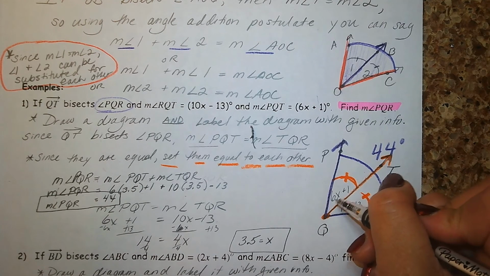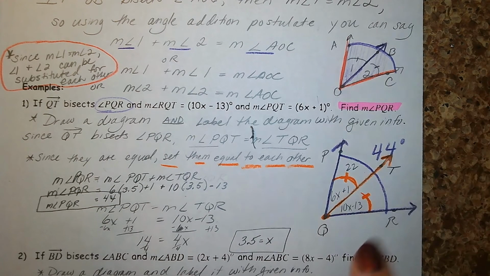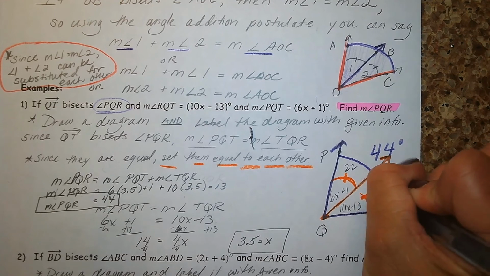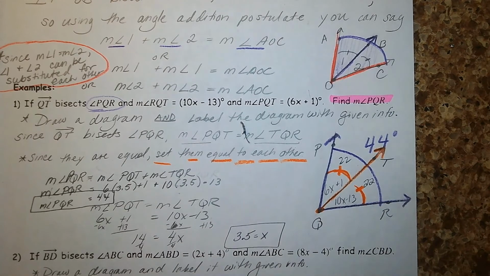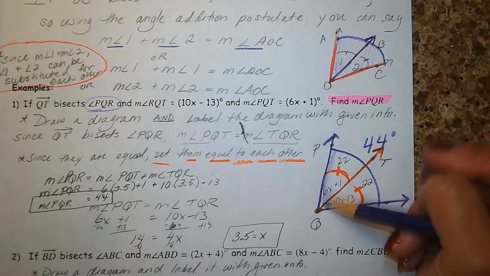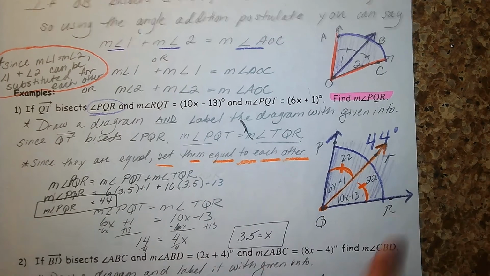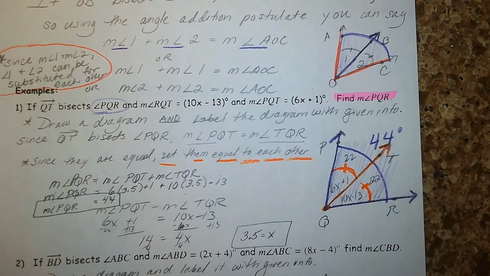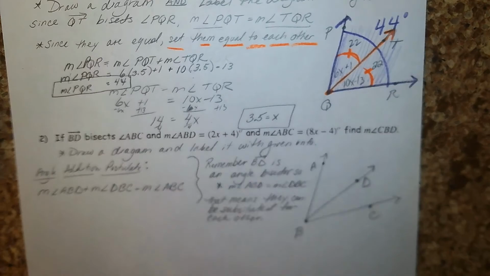You can plug in right here, 6 times 3.5 plus 1, that's 22. And then you can plug in here 10 times 3.5 minus 13, also 22, which makes sense because 22 plus 22 is 44. And that is the measure of our entire big angle. These two pieces inside here add up together and we get 44 degrees for the entire angle. There's a lot to that problem. One of the key things we need to remember is that a bisector makes 2 angles equal to each other. Let's look at the very last problem. Similar problem, but a little bit different.